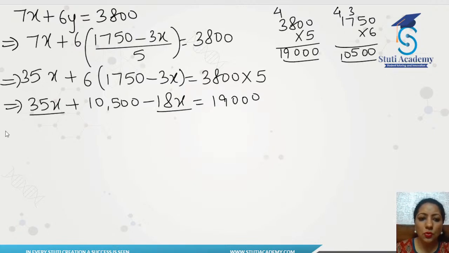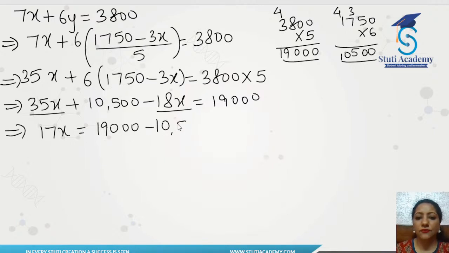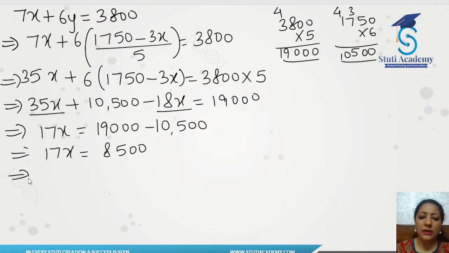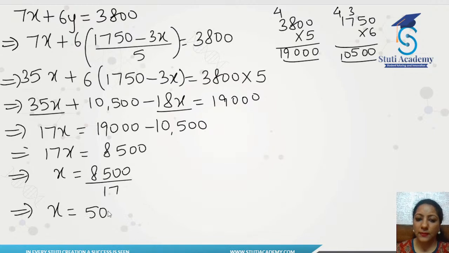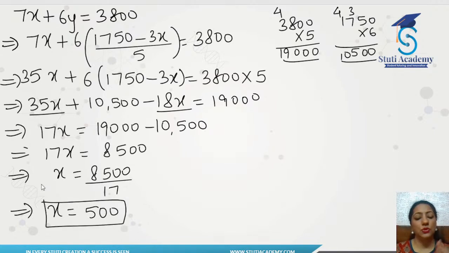Now if we take these two, we'll get 17x. Now 10,500 I'm going to take on the other side. I will get 19,000 minus 10,500, and here I will get 17x is equal to 8,500. So finally here x is 8,500 over 17. That means x is 500. So x we had assumed as cost of one bat. So one bat is costing 500 rupees.